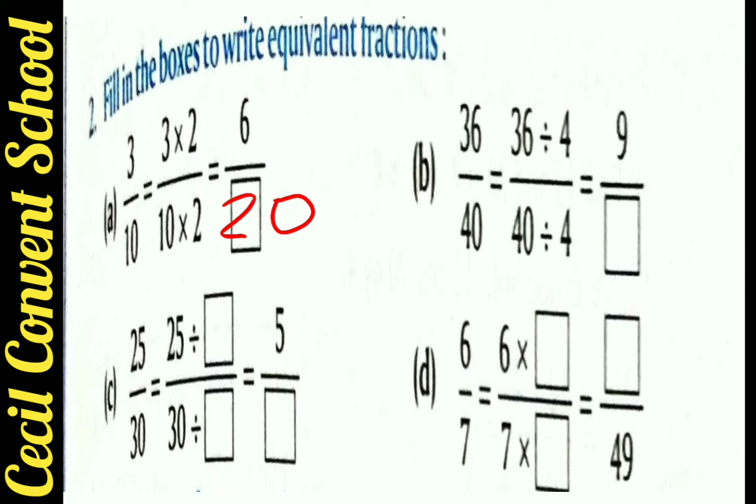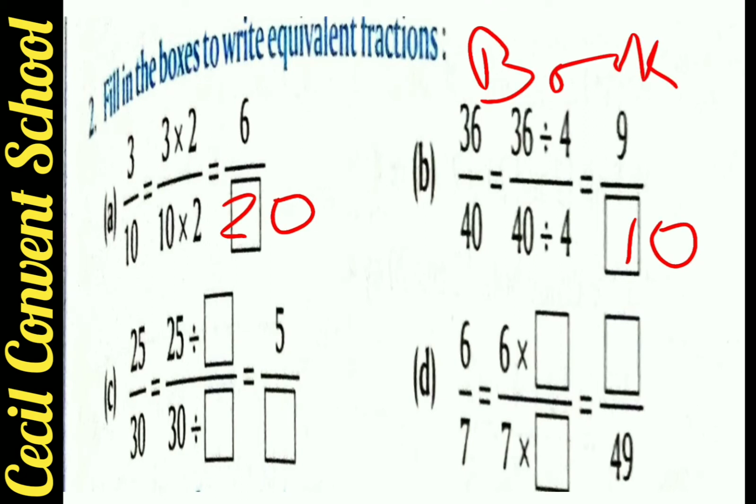Clear? Now in B part you have to divide 36 and 40 by the same number, that is 4. One answer, means the numerator, is written for you, means 36. If I divide by 4, the answer comes 9. And when you divide 40 by 4, your answer will be 10, because 4 tens are 40. So here comes 10. Clear? This one question you have to do in the book only. Clear?